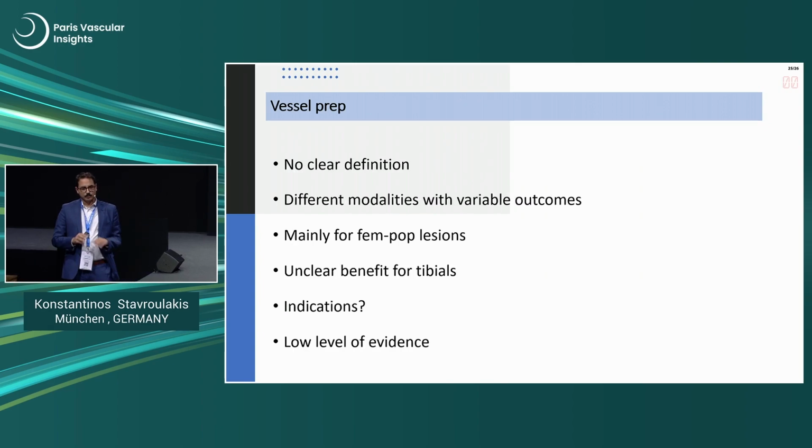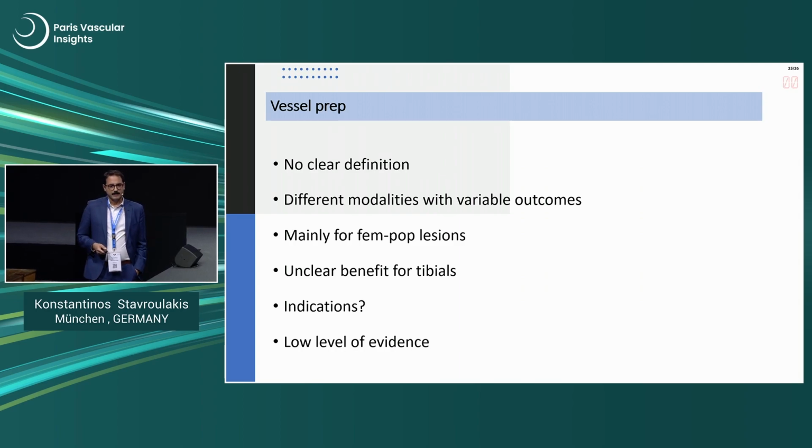To conclude, we don't have a clear definition. We have different modalities with variable outcomes. Mainly vessel prep devices are used for fempop lesions. We have an unclear benefit for TBLs and aortic disease and a very low level of evidence.